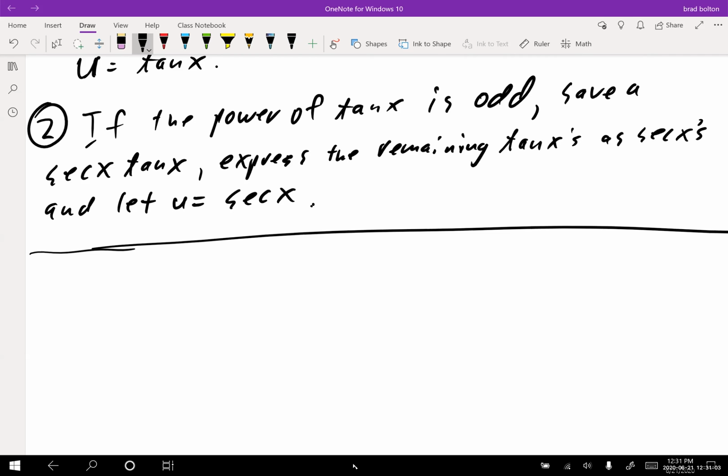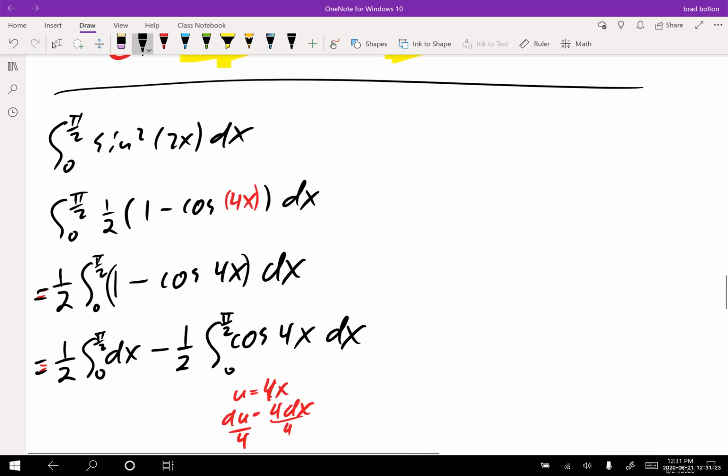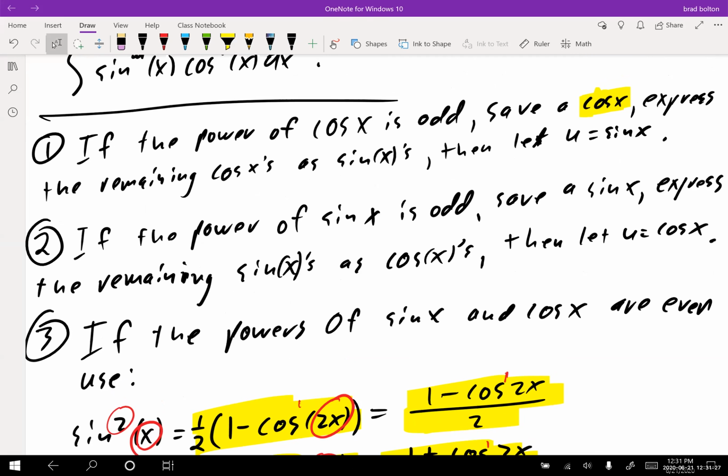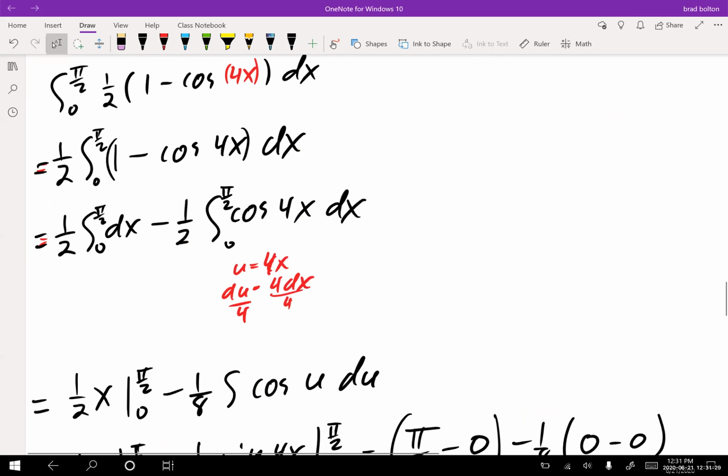So here's one more with cosine. Let's say we have cosine to the 5th of alpha all over the square root of sine alpha d alpha. Now we're going to use similar thinking once again. In this case, cosine is odd, so we go up here. What does it say when cosine is odd? If the power of cosine is odd, save a cosine. So we're just going to follow our rules.